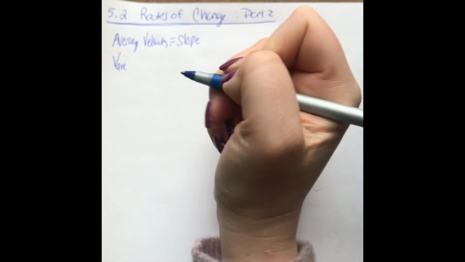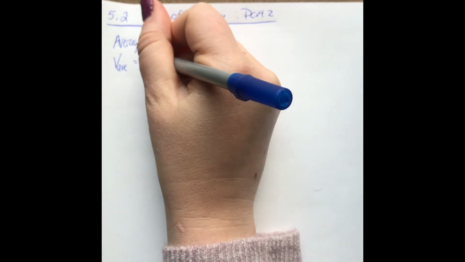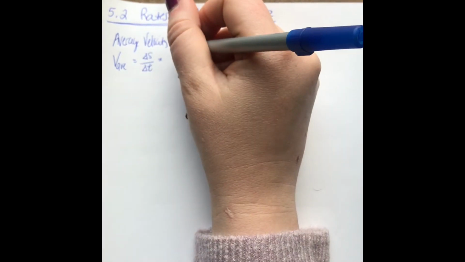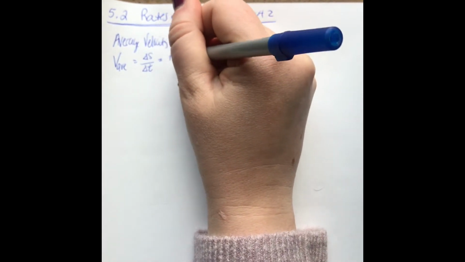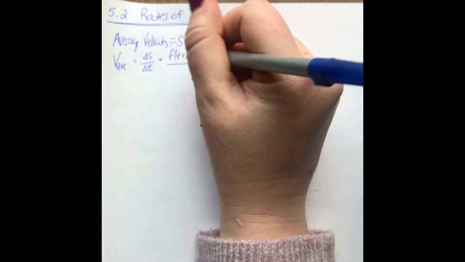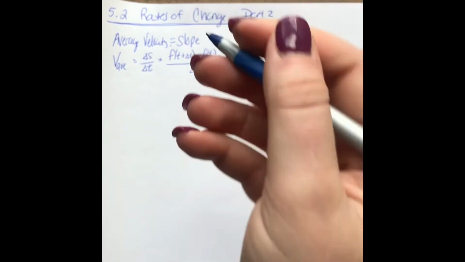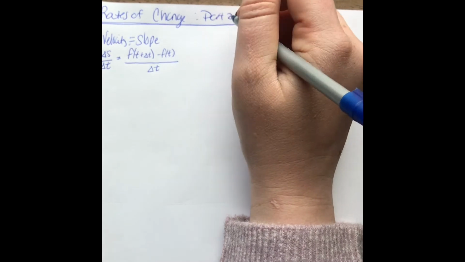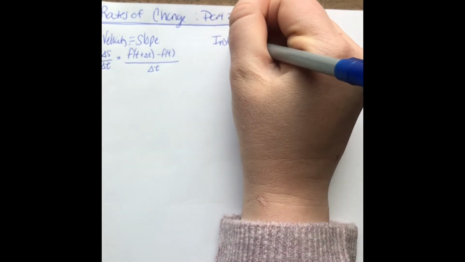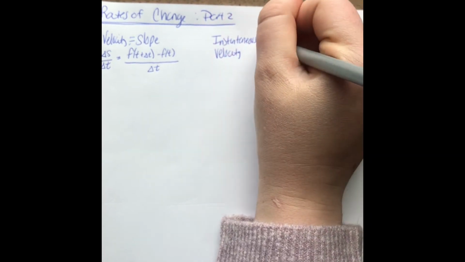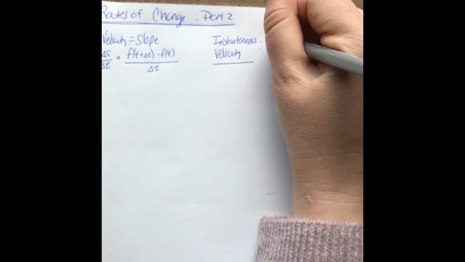V average for average velocity is equal to change of S over change of T, which is the same thing as doing the difference quotient: F of T plus delta T minus F of T over delta T. We have talked about just the general slope equation before. What we're going to talk about now is called instantaneous velocity. Instantaneous velocity is when you're going to use the limit.